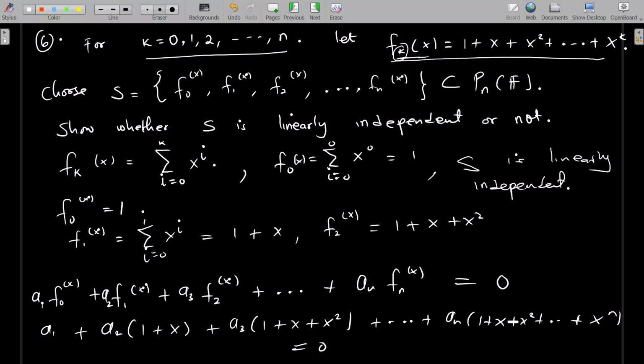So I mean, this is some of the fun examples you can come across and try to prove that yes, they are linearly dependent or not.